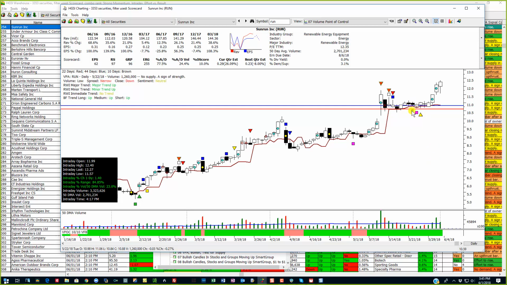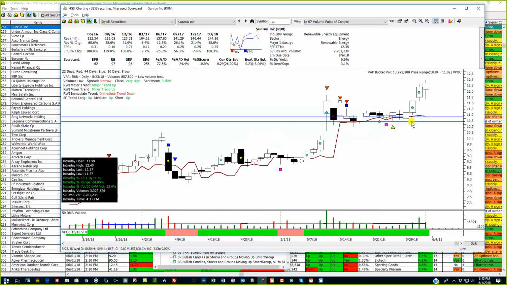But look at these VPA flags here. This is a no supply. Look over here, a sign of strength. This is a test of supply. Let me zoom in on this so you can see it better. This is a test of supply. Why is it a test? Because the volume's low. It opened here, it traded down. The wick was formed, it closed at its high. That is a test, a low volume test.